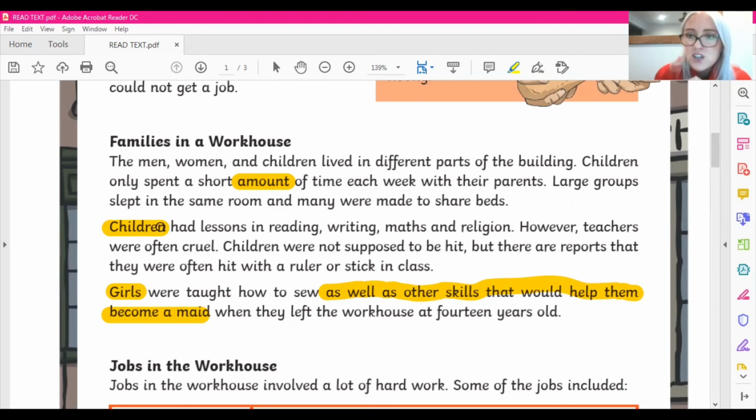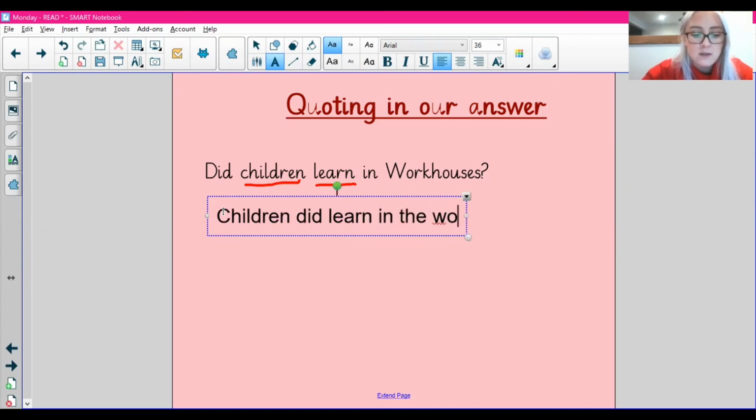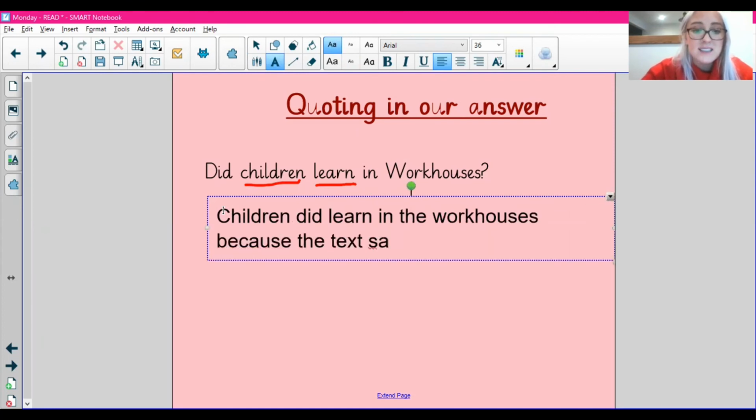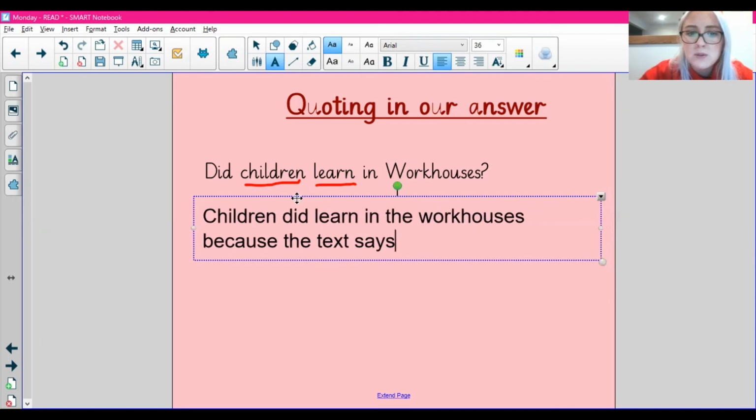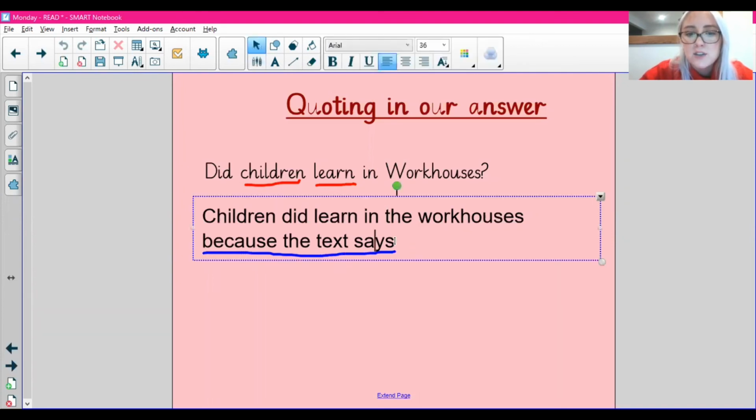So I'm trying to quote. That means I need to take something out of the text and put it in quotation marks for a form of evidence. I'm going to say, did children learn in the workhouses? I'm going to rearrange the question to form a statement. Children did learn in the workhouses because the text says. This part is a really important part when you come to quote. It shows that you're going to be providing evidence because the text says. And then you will go in to use your quotation mark.